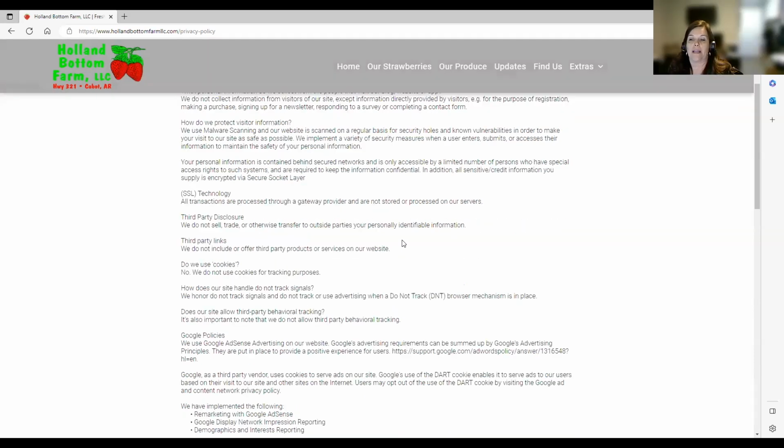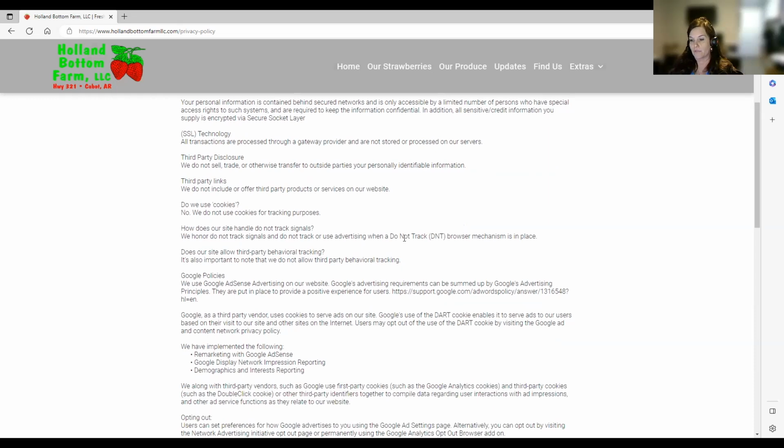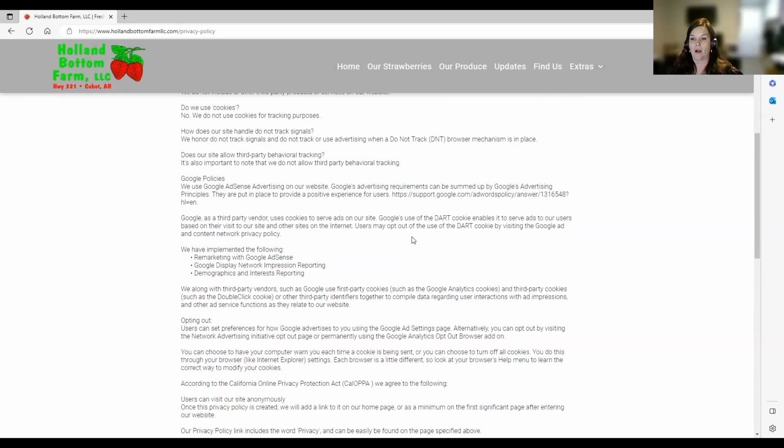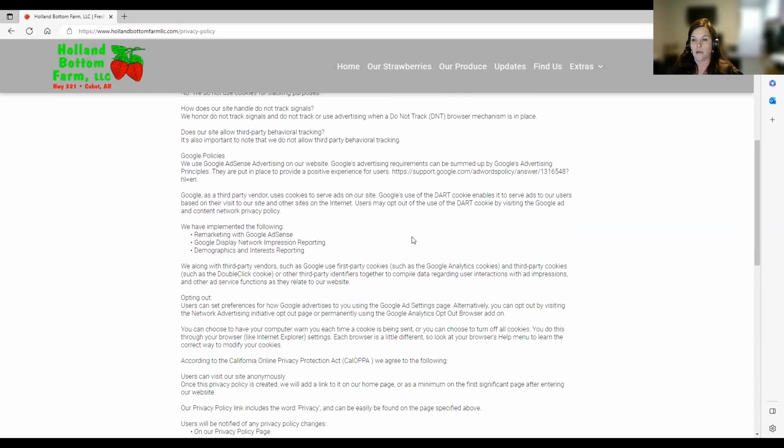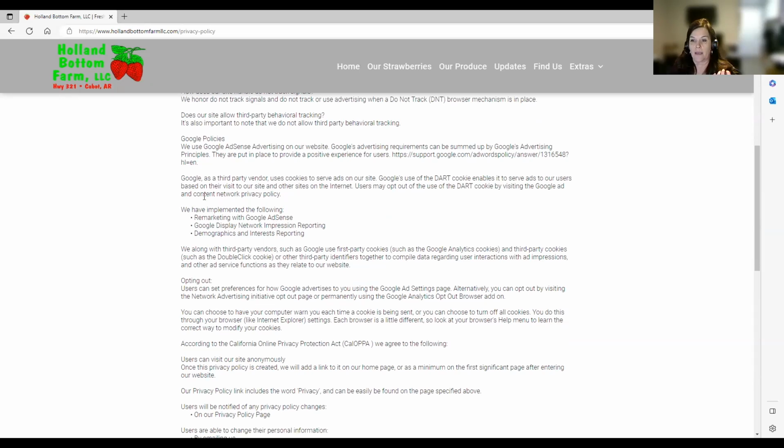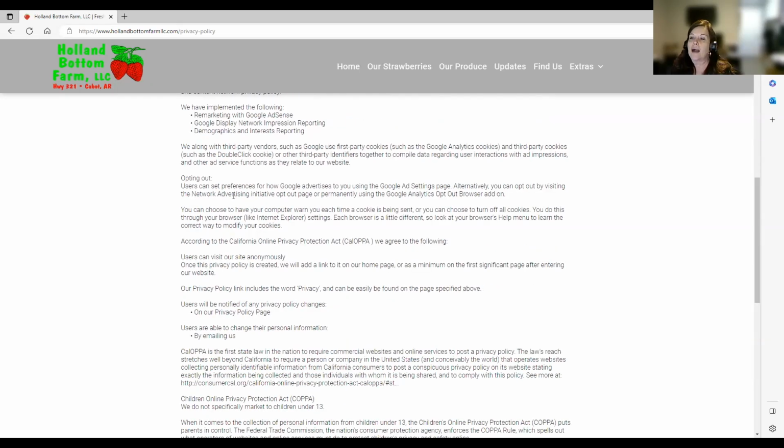It says, how does our site handle do not track signals? We honor do not track signals and do not track or use advertising. This privacy policy is written with very broad statements and answers the questions. They talk about how they've implemented Google AdSense, Google Display Network impressions, demographics. They talk about opting out. Users can set preferences for how Google advertises to them using the Google Ad Settings page.